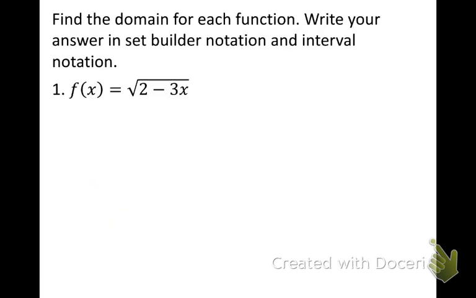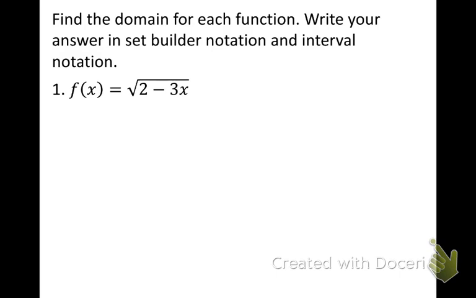So here we go. First example. We want to find the domain for the square root of 2 minus 3x. And once we find it, we want to write our answer in set builder notation and interval notation.